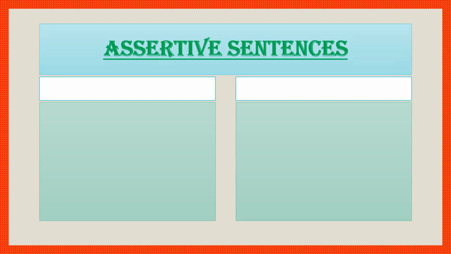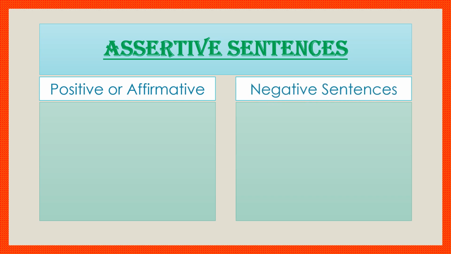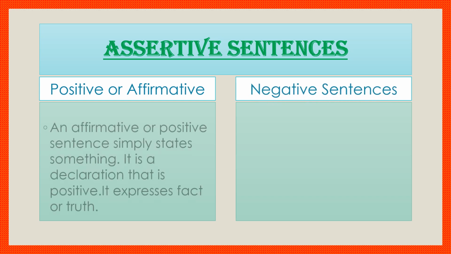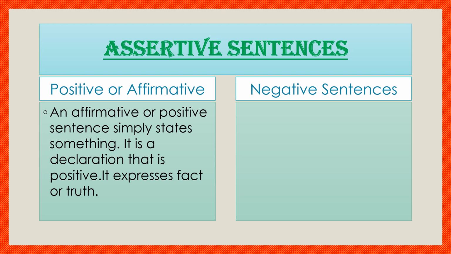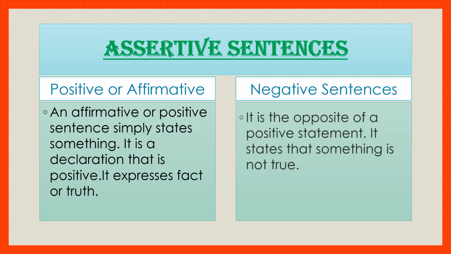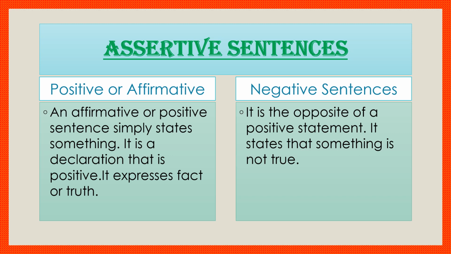As I told you, the assertive sentences can be of two types. First is positive or affirmative and second is negative sentence. Now, what are positive or affirmative sentences? An affirmative or positive sentence simply states something. It is a declaration that is positive. It expresses fact or truth. On the other hand, the negative sentence is the opposite of a positive statement. It states that something is not true.